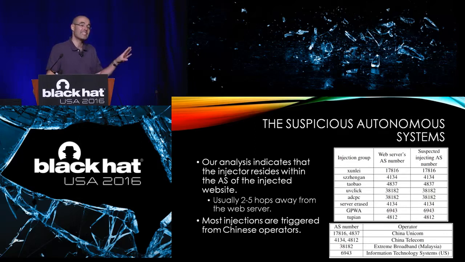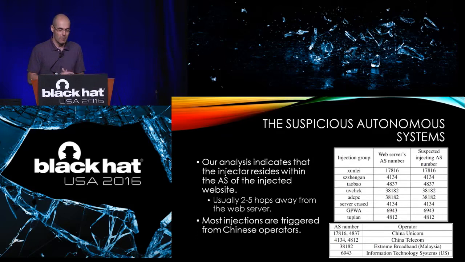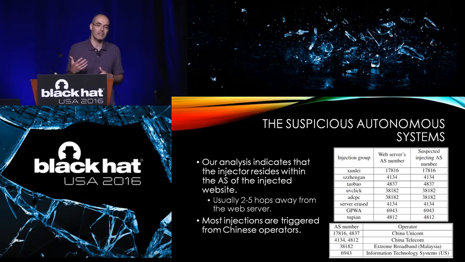And we are not certain that these entities are actually the direct cause for these injections, but they own the infrastructure, and we know that the injector sits on the infrastructure, so probably they are. The US ISP, Information Technology Systems, related to the GPWA case, we know was not responsible for the injection because the attacker simply compromised one of its routers.